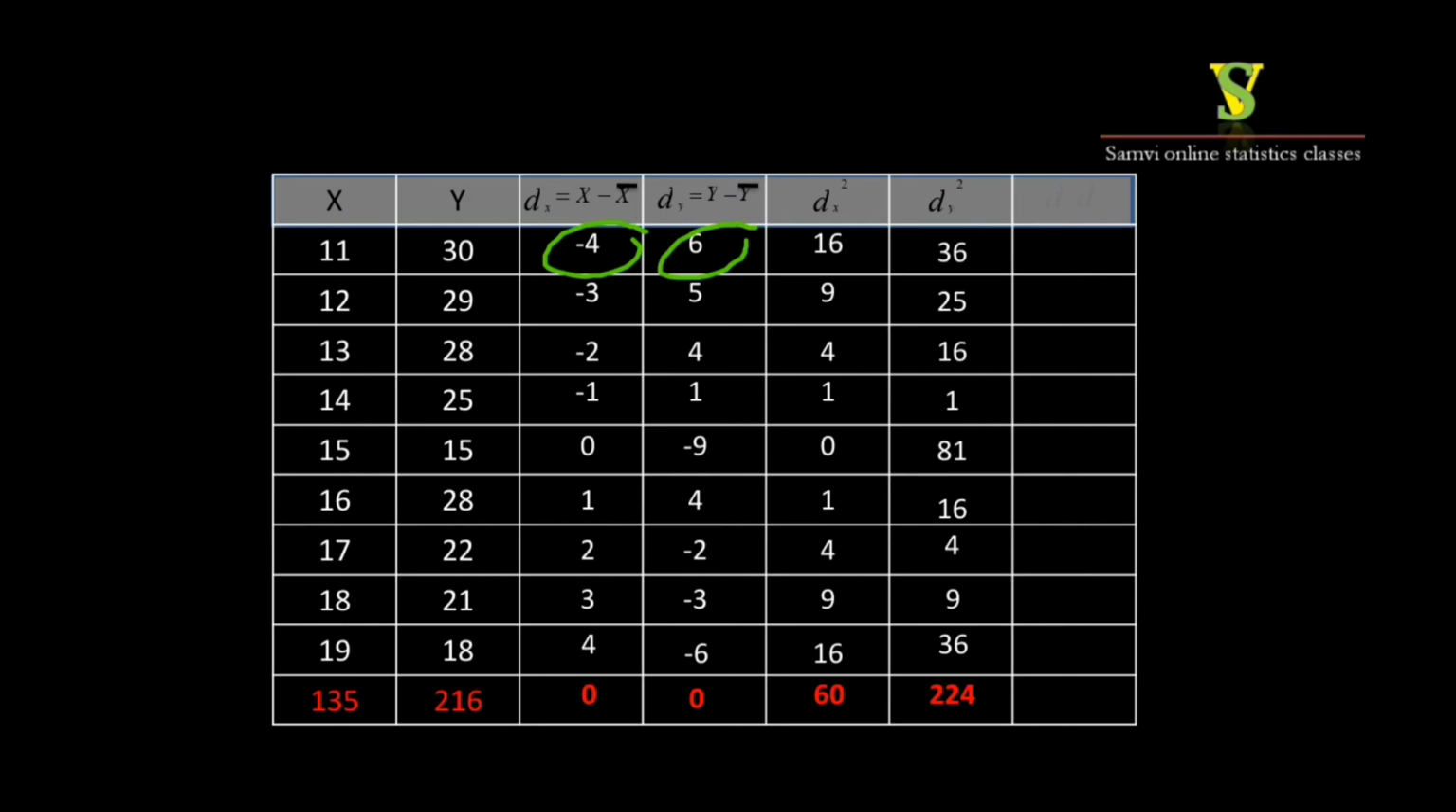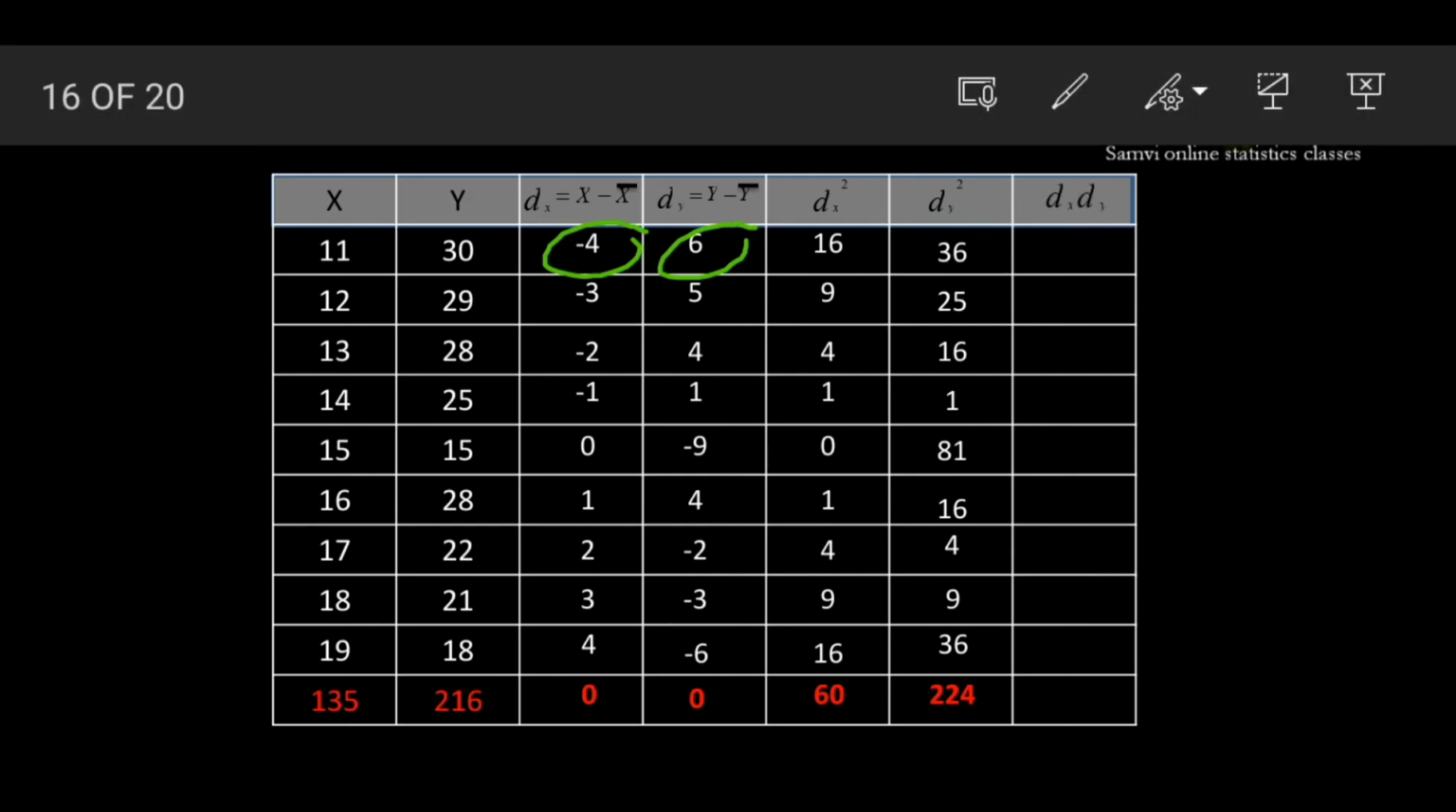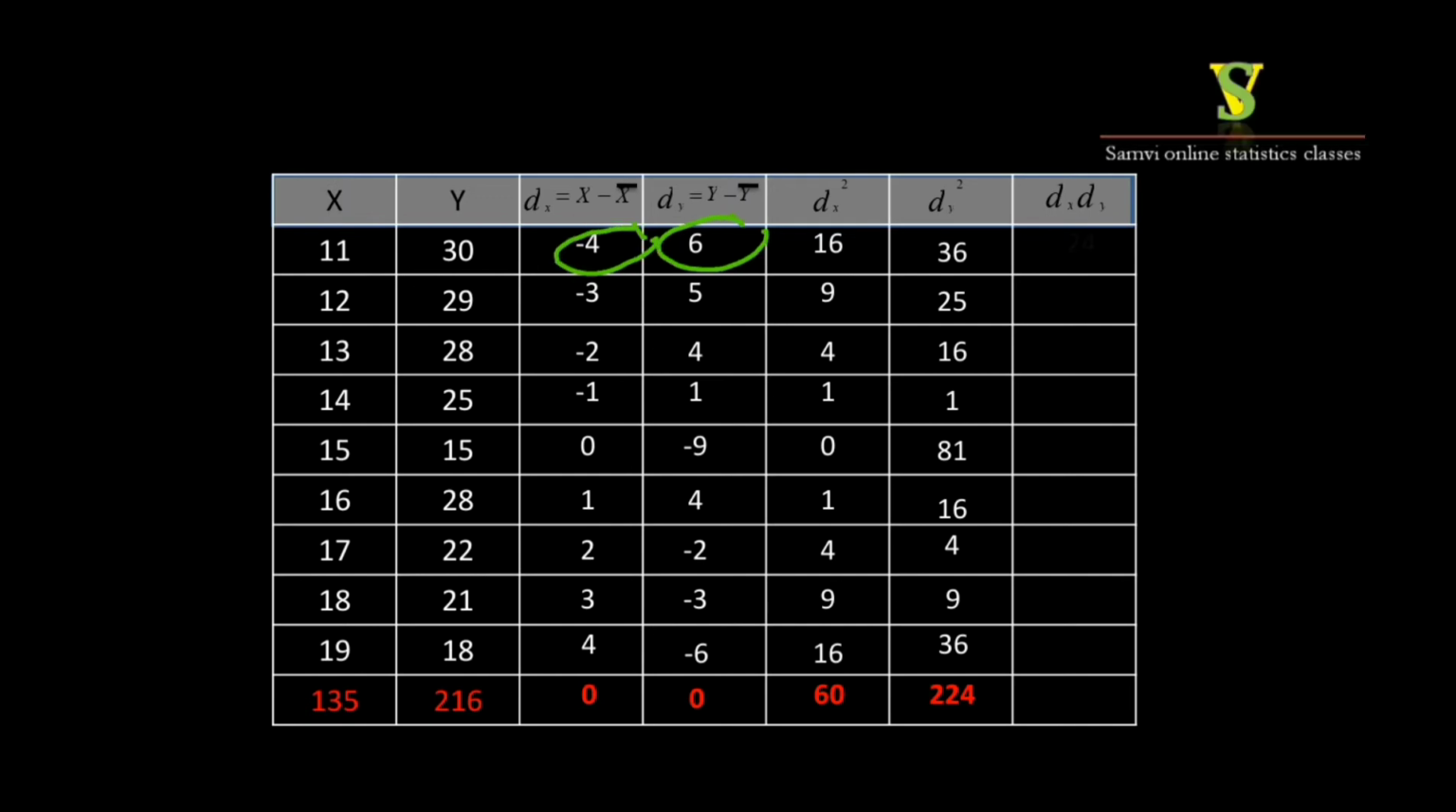After this, find out what is dx into dy. So how to find dx into dy? See here, this is dx and this is dy. So you have to multiply here. Minus 4 into plus 6. First you have to multiply the sign here. Minus into plus is minus. Getting? And then multiply 6 into 4. Dx into dy is minus 24.